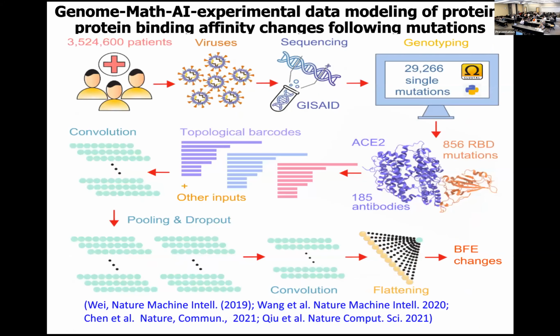So this is how we did it. We took patient data, then did genome sequencing and genome typing to find out what type of mutation there is, and looked at the virus and human protein interaction. Then we incorporated this information into a barcode representation. So this is the particular barcode, and then we use deep learning to do the prediction. So that's what we did with this slide.